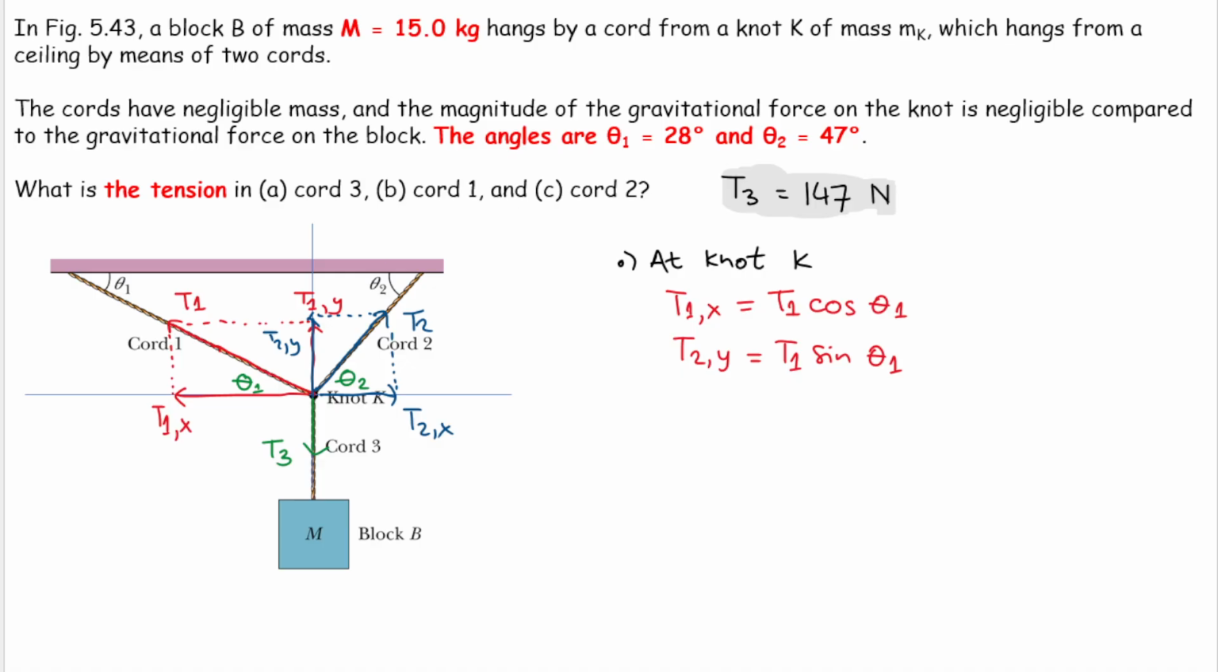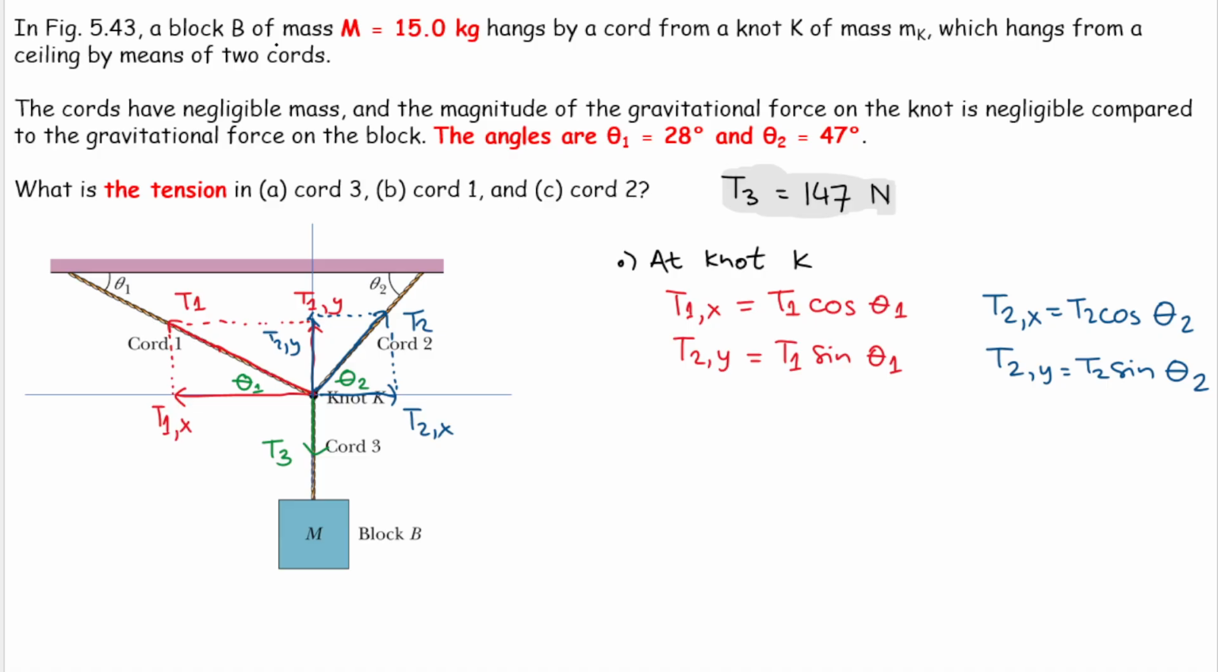Okay, and we can play the same game here for the T2. So I will have T2 here on the X direction, T2, X. We will have T2 cosine theta 2, right? This is the adjacent and this is the hypotenuse. So I will have T2 cosine theta 2. But then for the vertical direction, T2, Y, we will have T2 sine theta 2. Good. Now we can use Newton's second law in the x-axis and also in the y-axis.